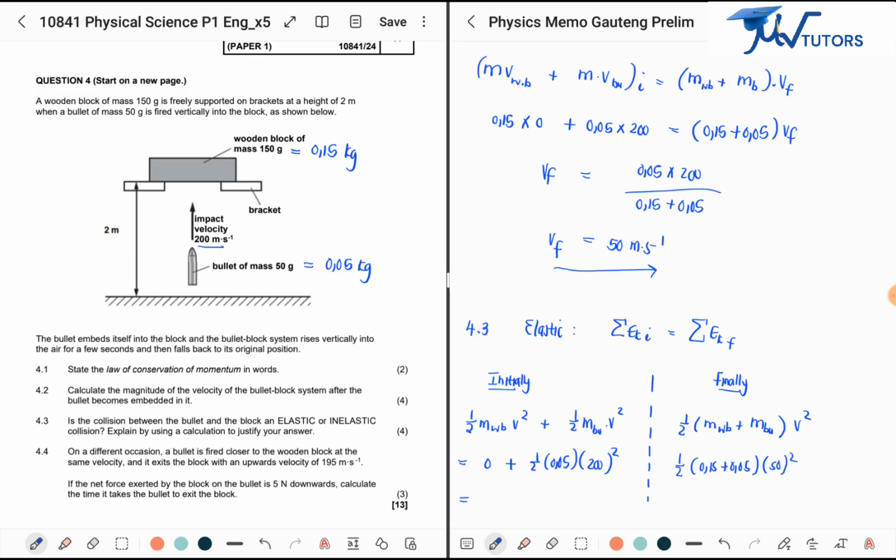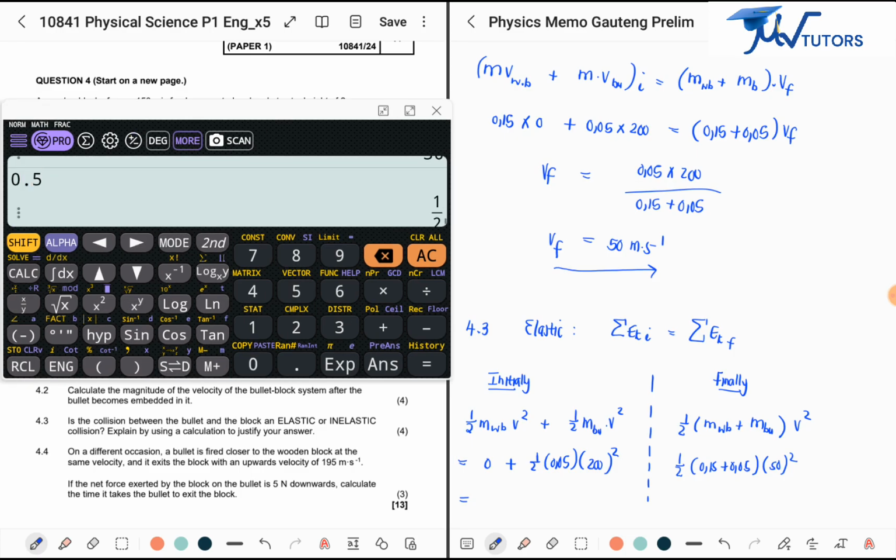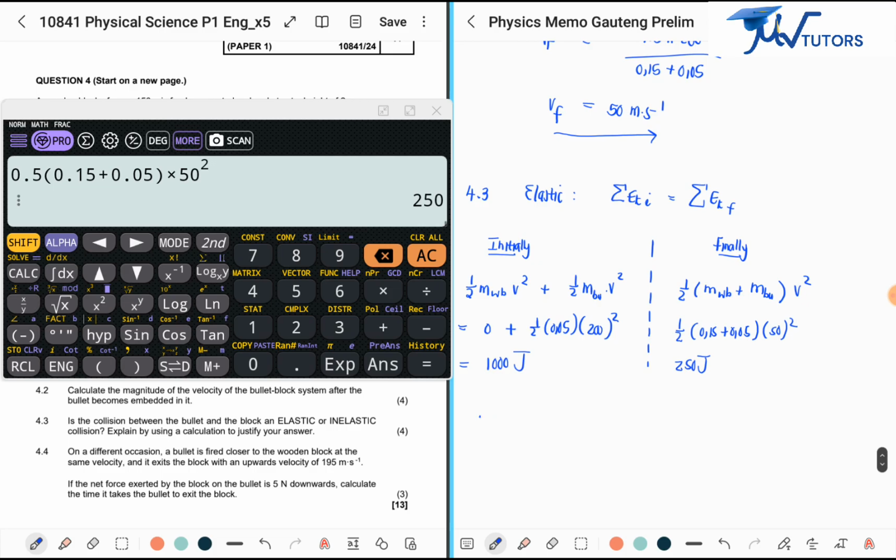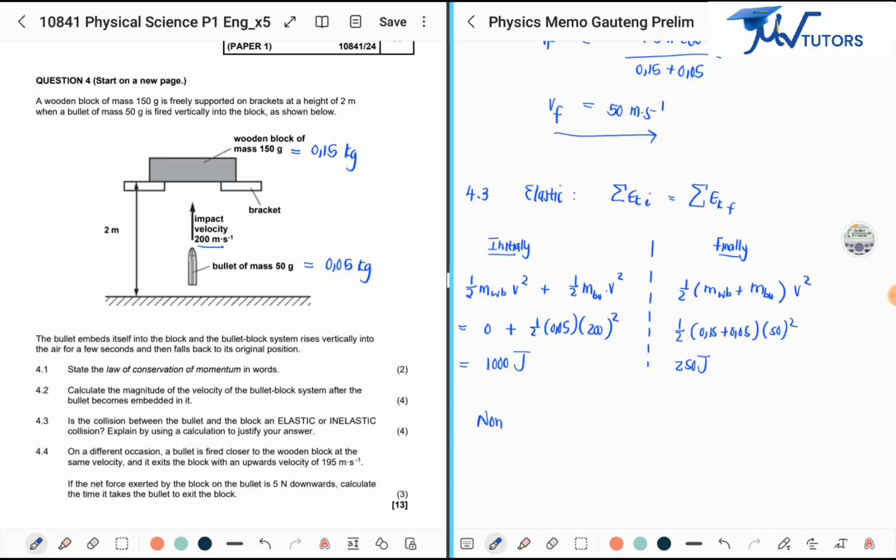So let's go ahead and solve. We have 0.5 multiplied by 0.05 multiplied by 200 squared. We have 1,000 joules. Remember, this is energy now. And then we have 0.5 times 0.15 plus 0.05, multiplied by 50 squared, and we have 250 joules. So what does that tell you? It is non-elastic, or inelastic. Yes, inelastic. Let's stick to the terminology that is used.